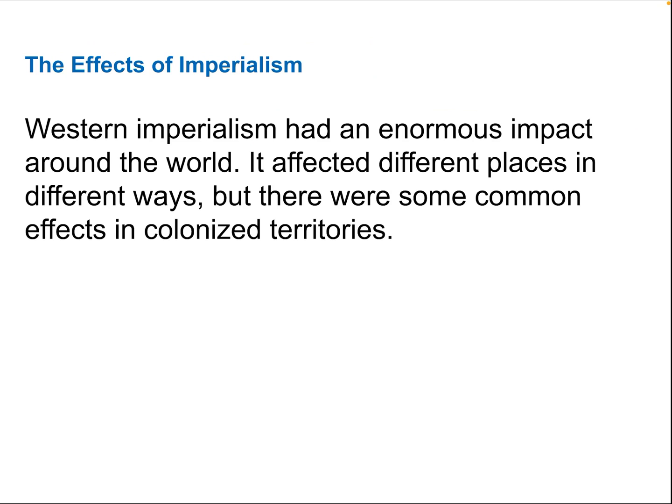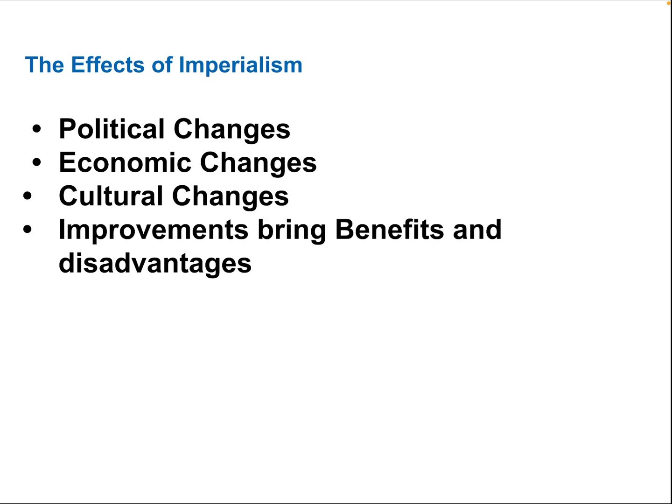Now, you have varying effects of imperialism. So Western imperialism had an enormous impact around the world. It affected different places in different ways, but there are some common effects in colonized territories. And so you had some political changes. European nations set up their own governments that reflected their own traditions. But the thing is, many traditional African and Asian cultures did not administer government the same way. And so it really changed the principles of their government.